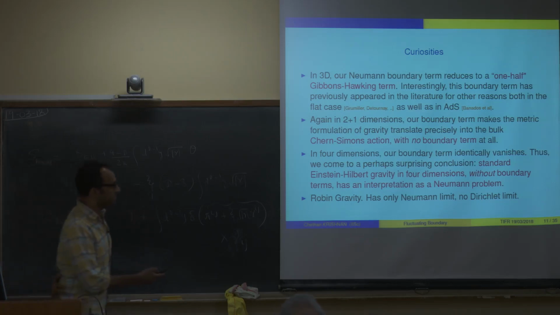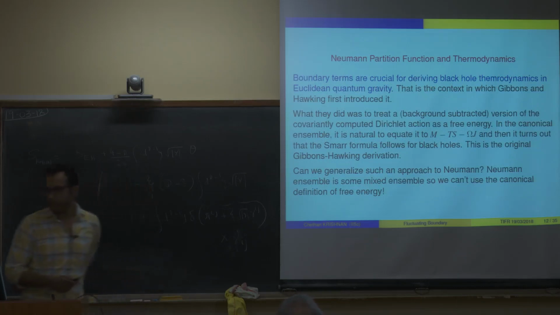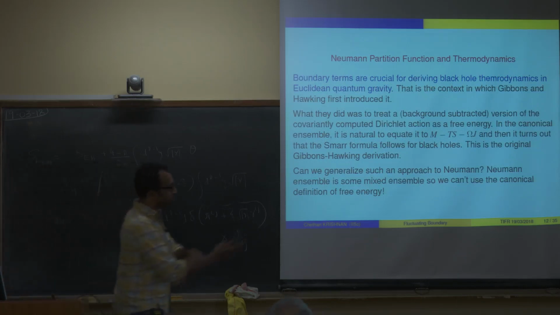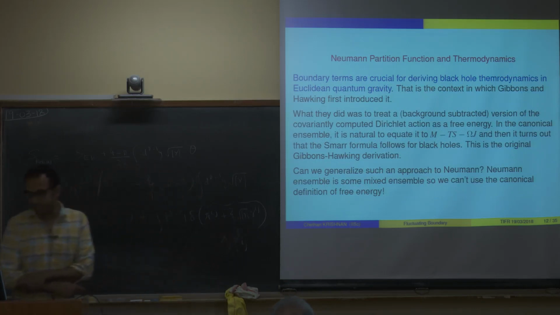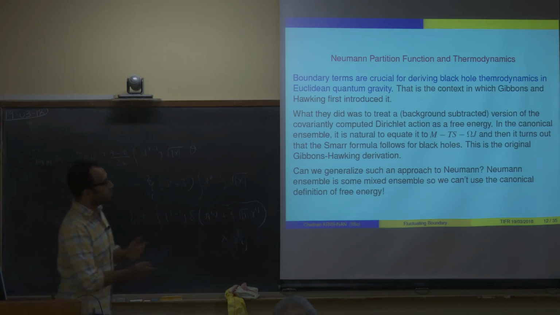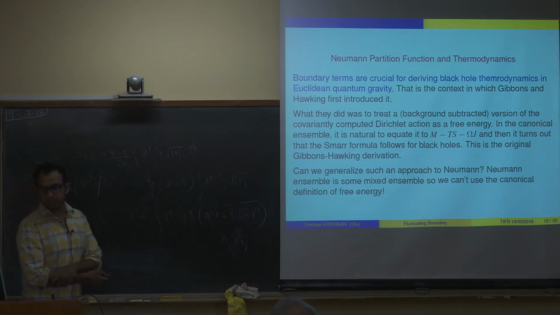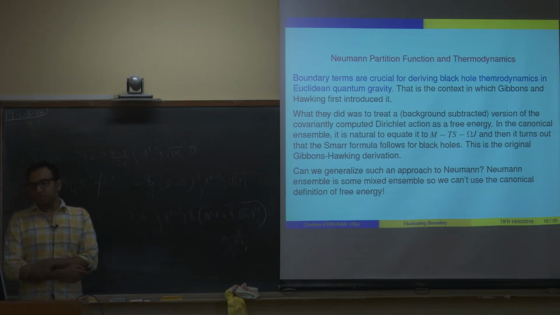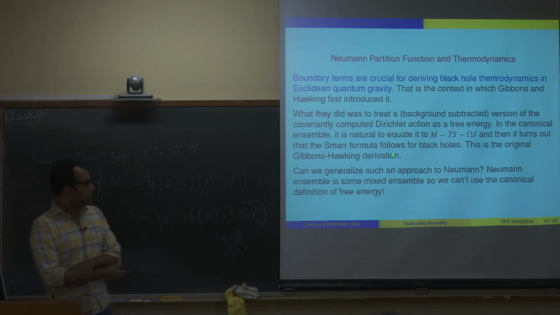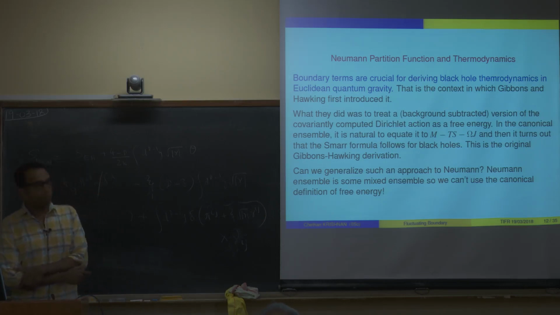So yeah. Now we will go on to talk about some less sure things. Most of the rest of the talk is much less sure things. The first thing is: can we say something about, if you have a Neumann type boundary term, what can you do with it for defining a partition function or something like that for gravity? This is the context in which Gibbons and Hawking first introduced it.